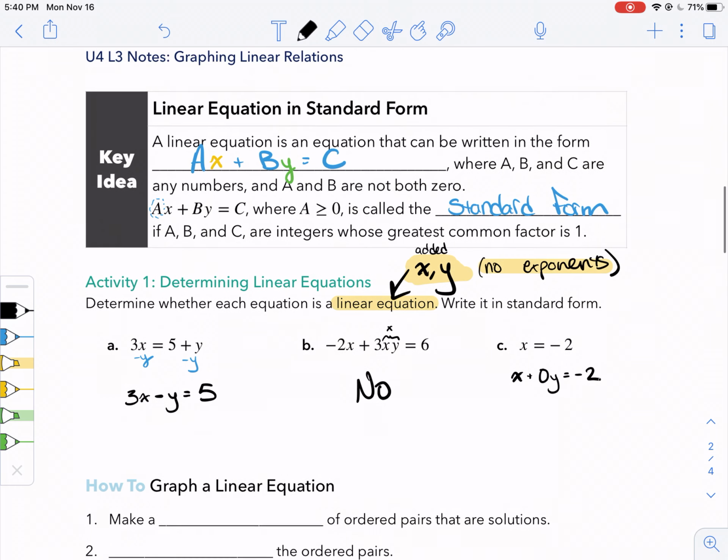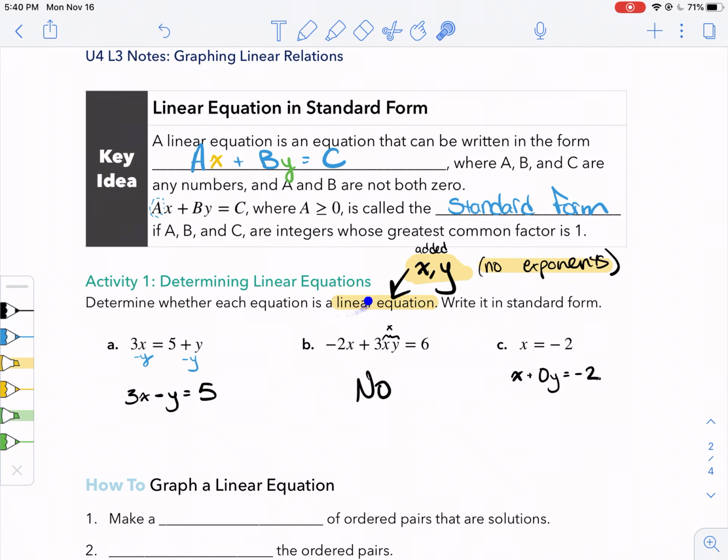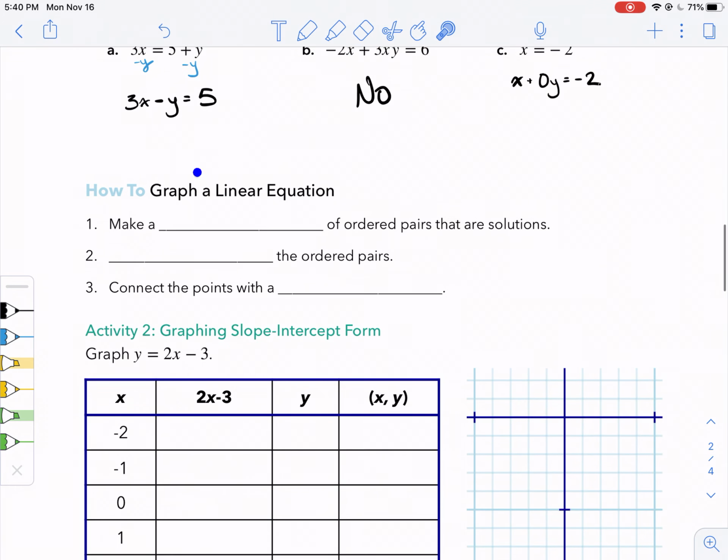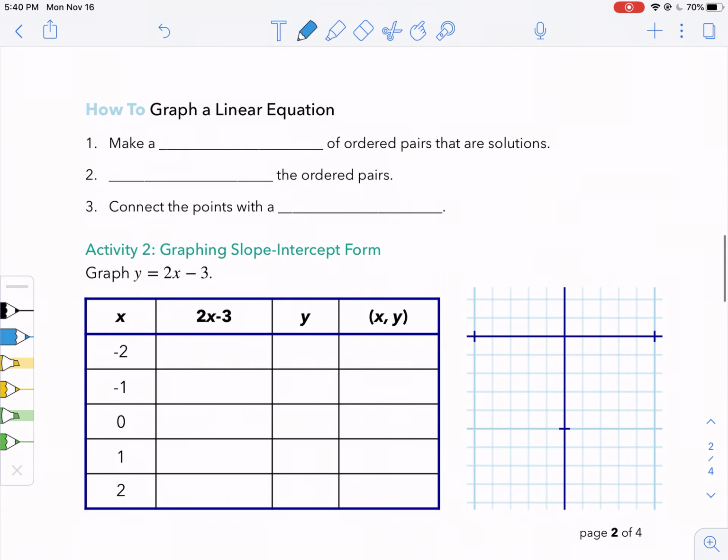So we said that a linear equation is a graph that makes a line. So how do we know? How do we actually graph a linear equation? Well, the first step is to create a table of ordered pairs. That will give you your points. And then we graph those points, as the ordered pairs give us your coordinates. And then finally, we'll connect those points with a line.